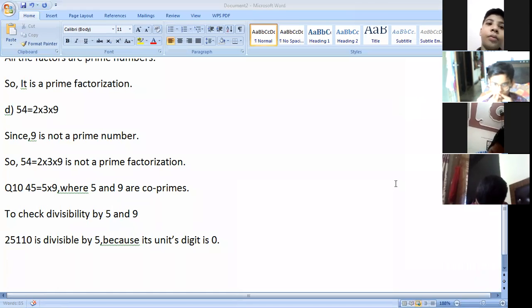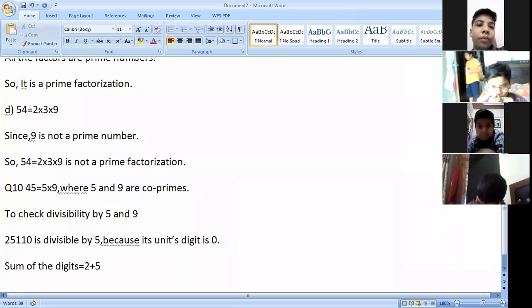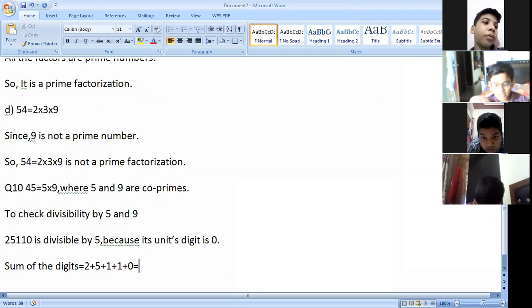Kashvi, tell me, unmuted. Ma'am, the divisibility of 9 is the sum of all the digits. Yes, first of all, we'll find out the sum of the digits. 2 plus 5 plus 1 plus 1 plus 0. That is 2 plus 5, 7. 7 plus 2, 9. Yes, 9. 9 is divisible by 9.